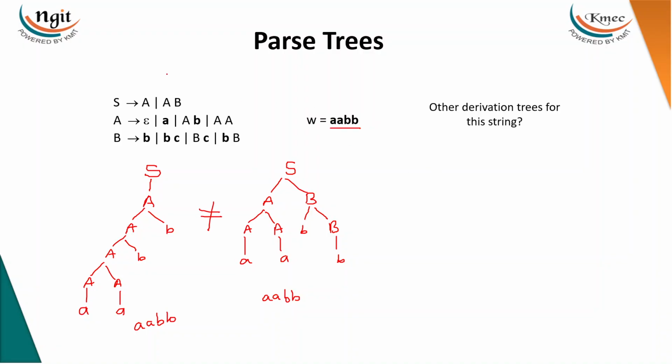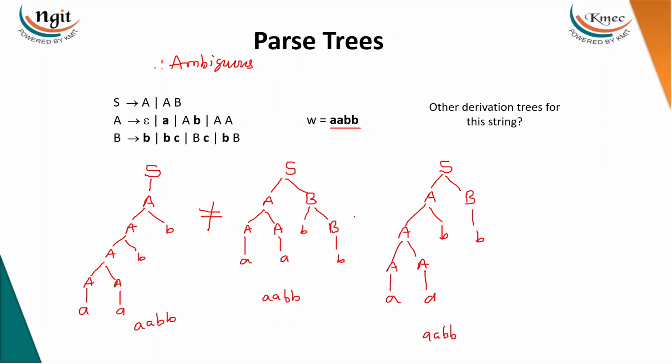Then we can call this grammar an ambiguous grammar. So what is an ambiguous grammar? A grammar which generates more than one parse tree for a string is called ambiguous. That doesn't mean only two. We can construct one more. See, S tends to AB, so B tends to b. We got one b. We need aab, so A tends to aA, A tends to a, and A tends to a. Again I got aabb. Now these three parse trees are different.